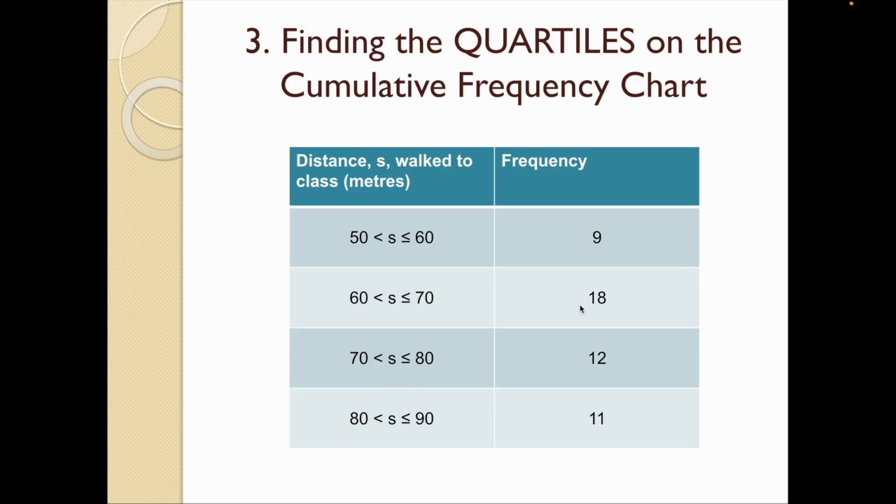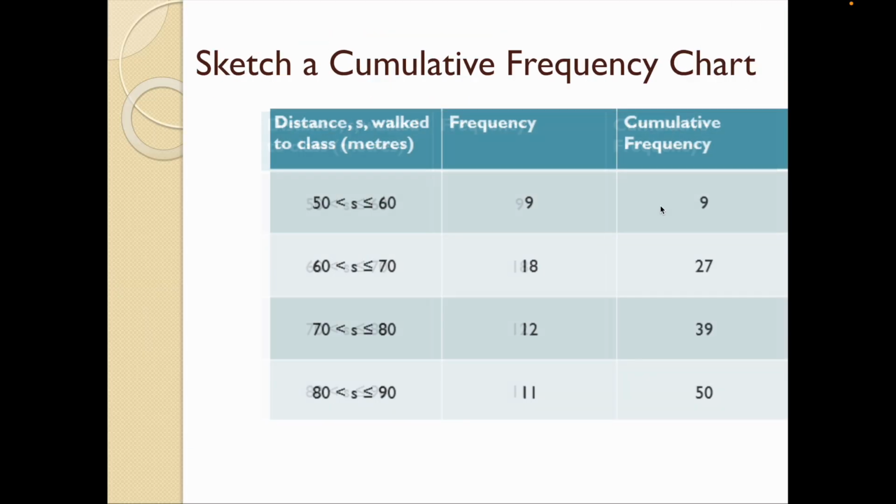Good. Now the frequency, the cumulative frequency, we do it the same way. So we add the numbers. So 9 plus 18 is 27. 27 plus 12 is 39. 39 plus 11 is 50.